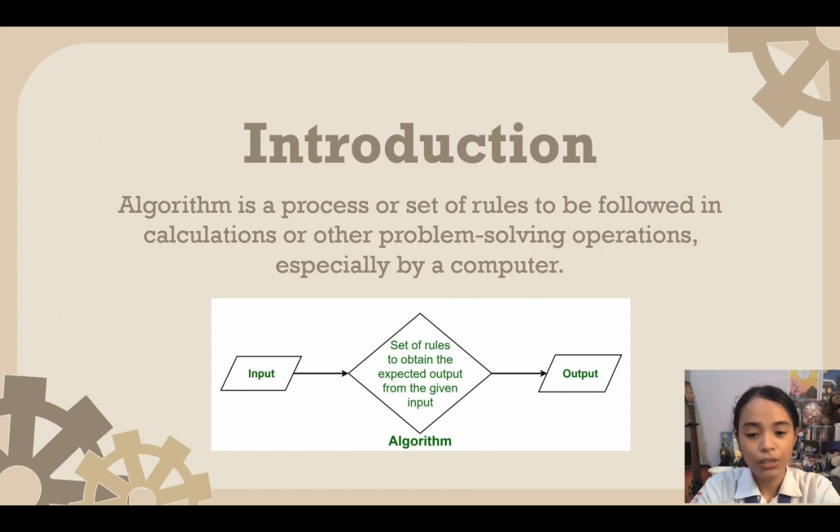The input. The user provides some initial input to the system. The user will provide a number as the input in the algorithm that the system needs to process. The inputs serve as the starting point for the algorithmic process. Set of rules to obtain the expected output from the given input.